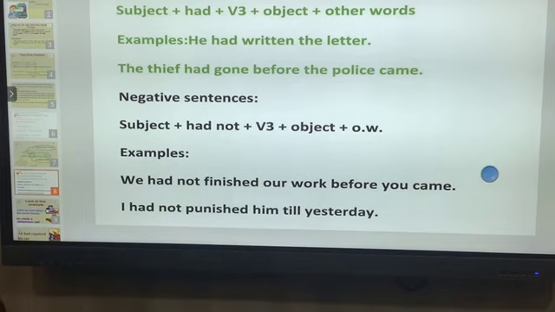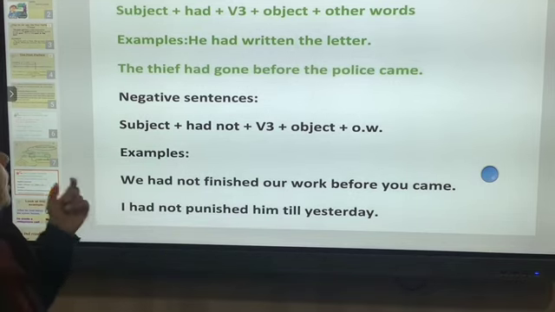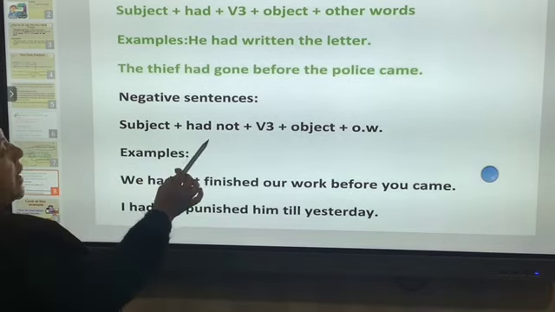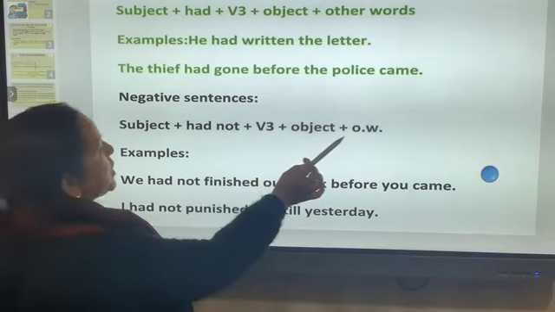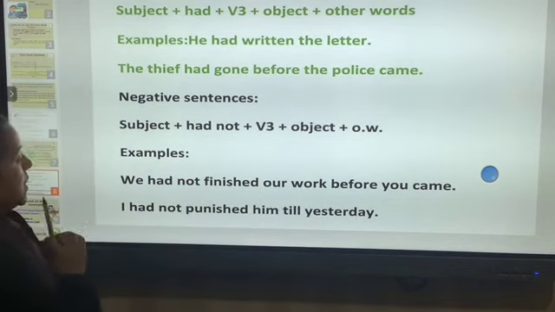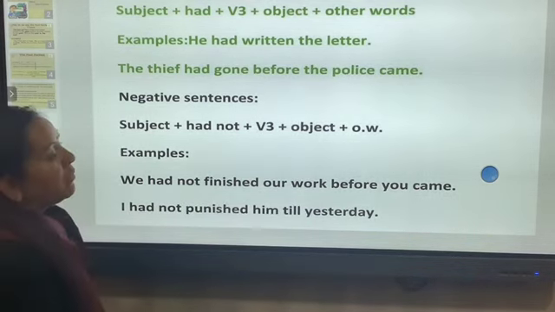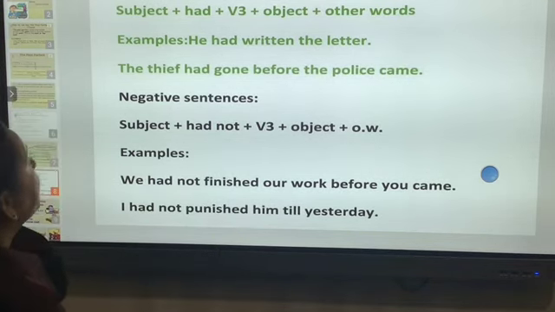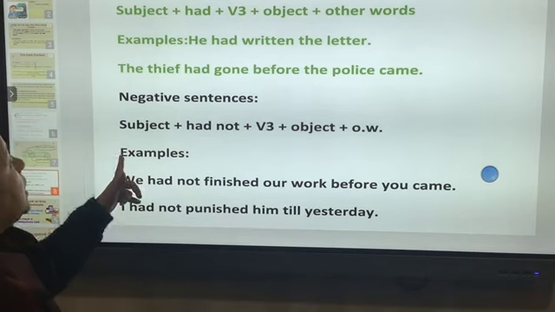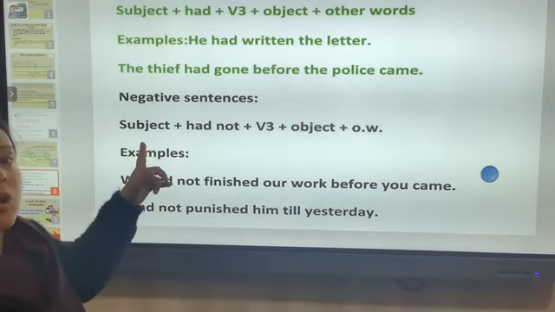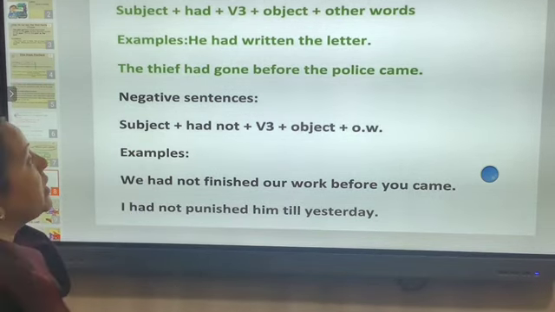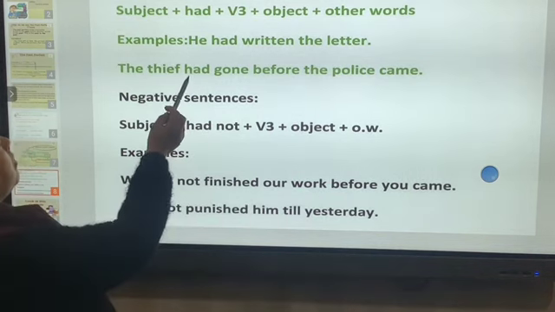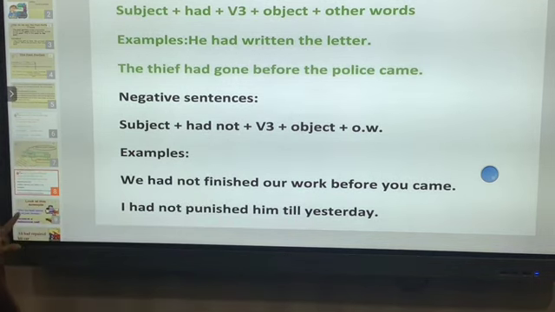Negative sentences should be written like this. Subject plus hadn't plus V3 plus object plus other words. We had not finished our work before you came. I hadn't punished him till yesterday. The subject may be first person, second person or third person. We should always use the auxiliary verb had in this tense.